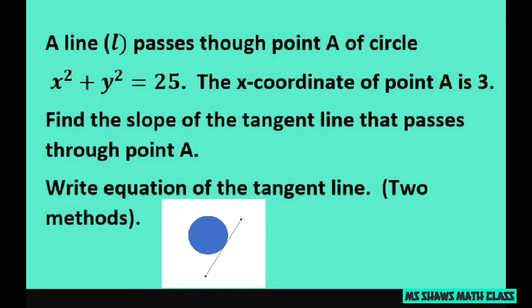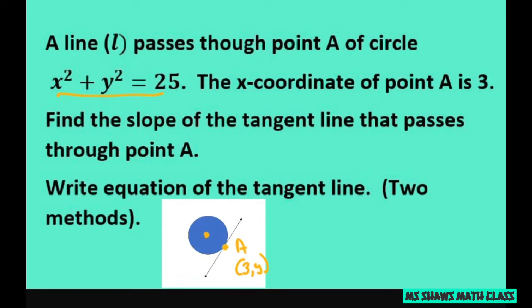Everyone. A line L passes through point A of circle x squared plus y squared equals 25. So basically, here's your A. Here's your circle. That means the center is 0, 0. The x coordinate is 3. So we're going to have to find the y.